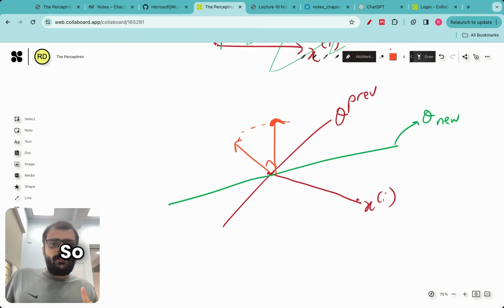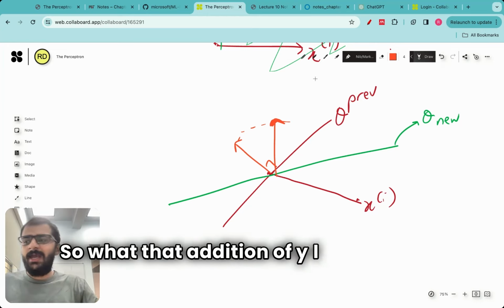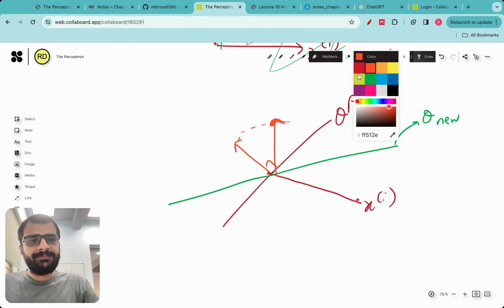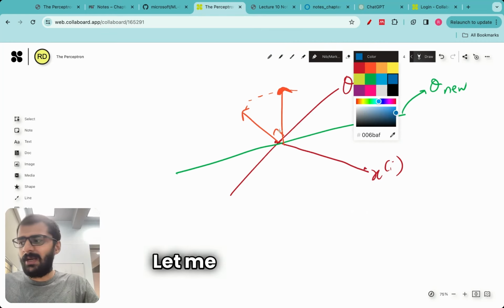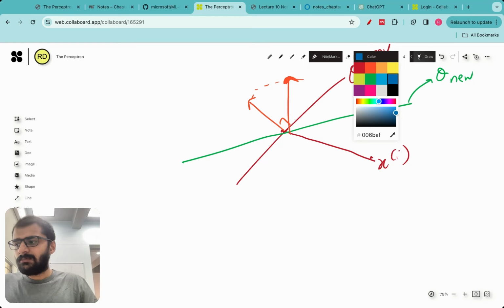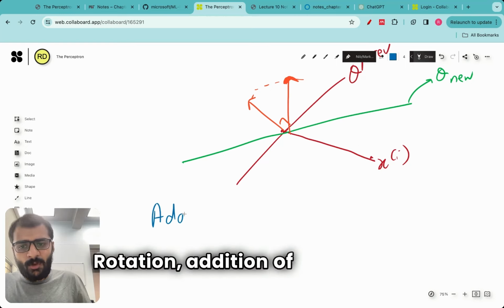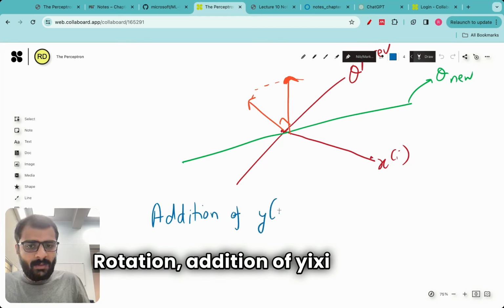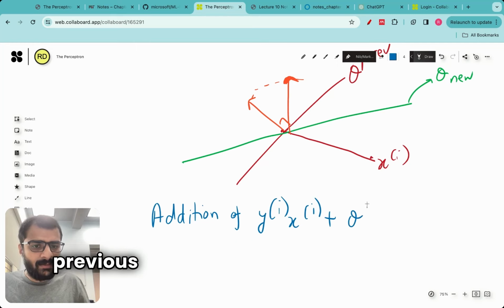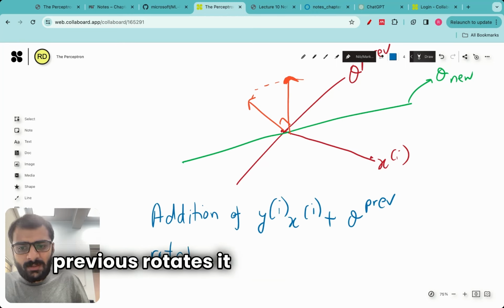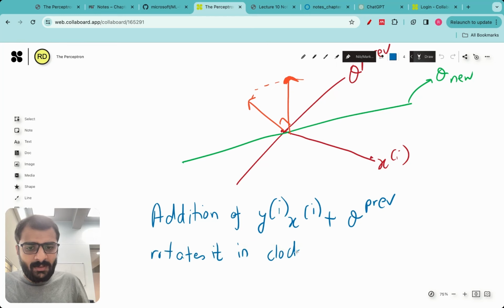So what the addition of yi xi is doing is, let me write it down: addition of yi xi to theta previous rotates it in a clockwise direction.